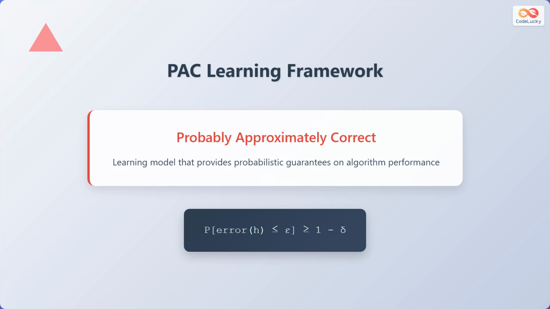The core idea is represented by this formula: P(error(h) ≤ ε) ≥ 1 − δ. This means that the probability that the error of our hypothesis, h, is less than or equal to a specified error tolerance epsilon is greater than or equal to 1 minus delta, where delta represents our confidence level. This formula provides a way to formally express the notion of PAC learnability.